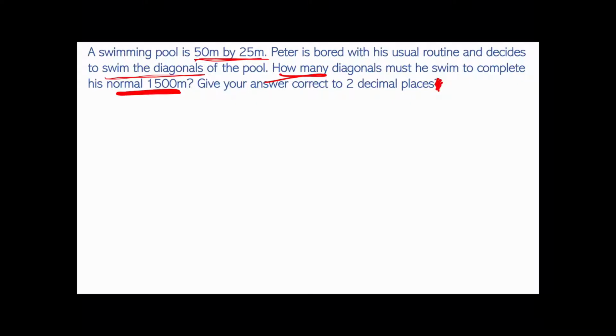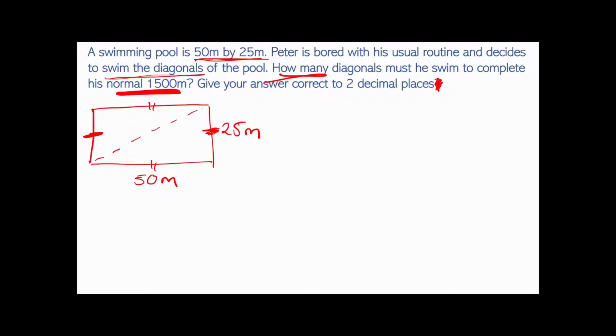Okay, so I can already see from reading that through once that we're going to approach this in a few steps. So step 1, I'm going to draw my picture. I've got a swimming pool. I'm going to assume that the swimming pool is rectangular because it's a lap pool. And that pool is 50 meters by 25 meters. And we know that Peter has become bored and he wants to swim the diagonal.